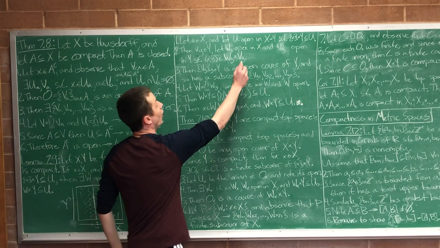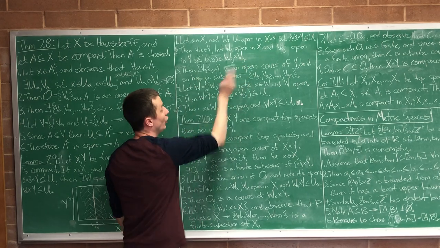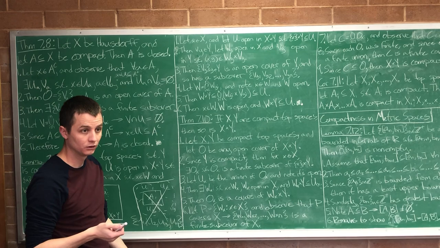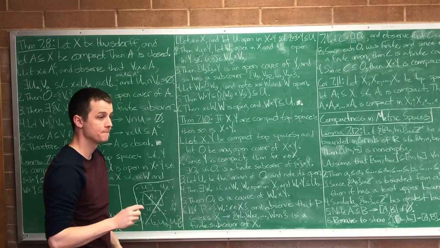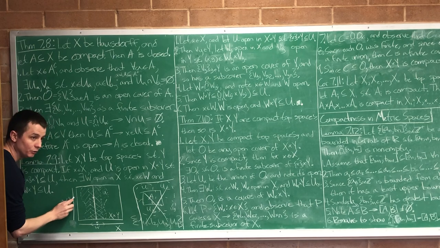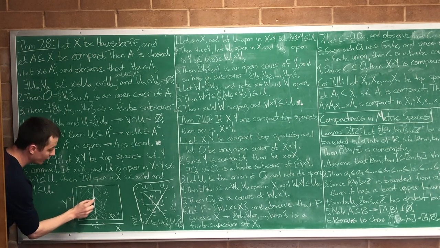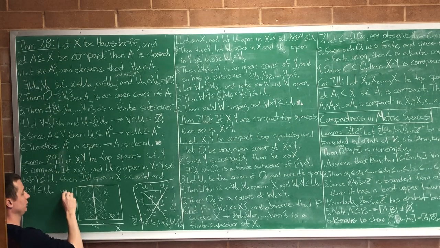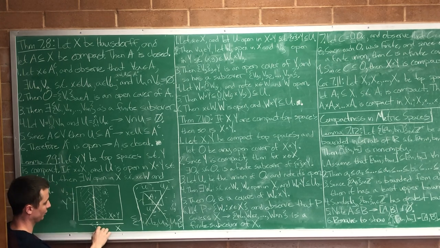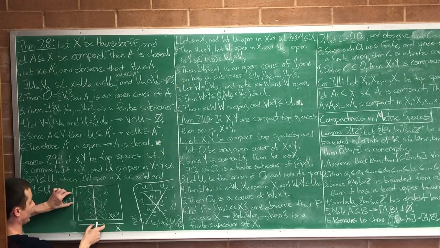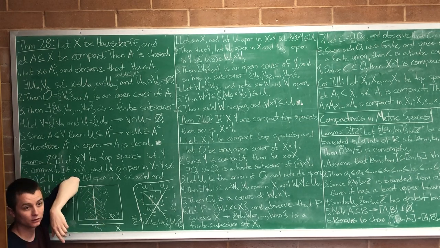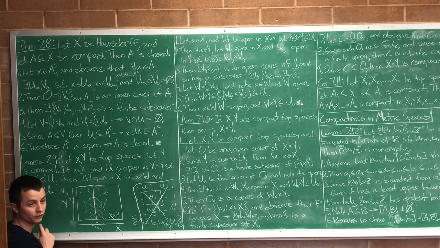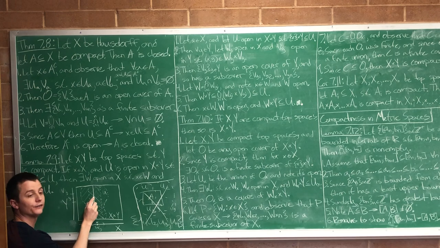Then, notice that all these V sub y's are going to give me an open cover of Y. Let's say it again. For any little y you choose, there exist open sets. Over here we have V sub y, and then W sub y somewhere down here, such that V sub y cross W sub y contains that point. That was for any y you choose.